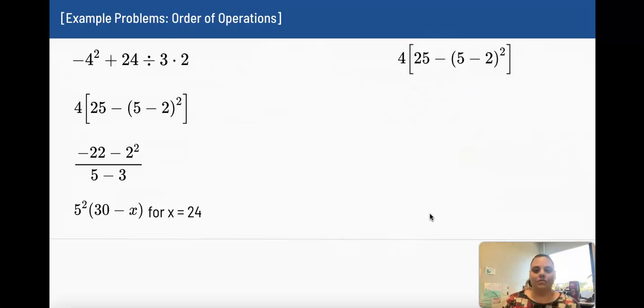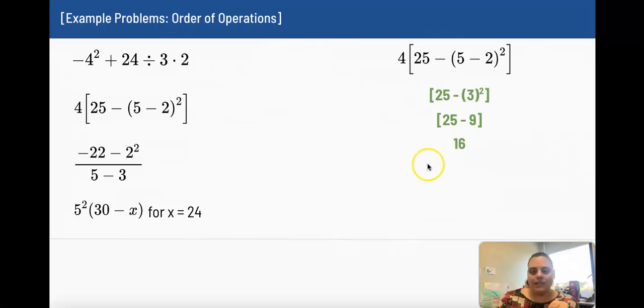Our next one, we have a couple of grouping symbols inside grouping symbols. We have parentheses inside brackets. Remember, we're going to do the inside first, so we're going to do that 5 minus 2 first. So 5 minus 2 is 3, and then with that, we're going to do our 3 squared, which is 9, and 25 minus 9 is 16.